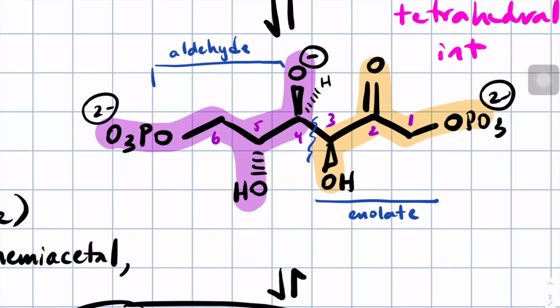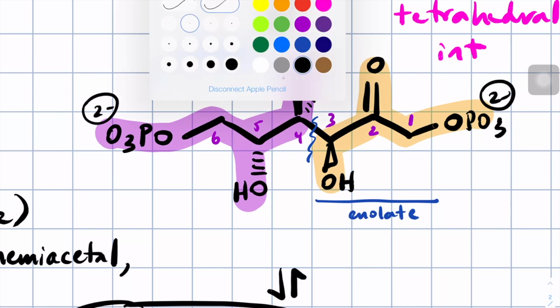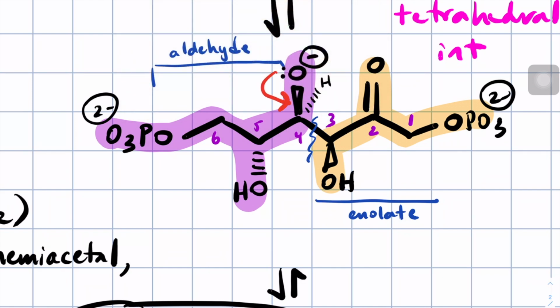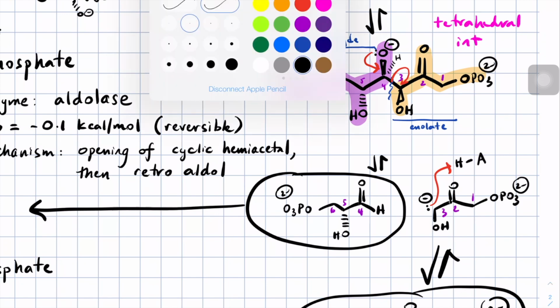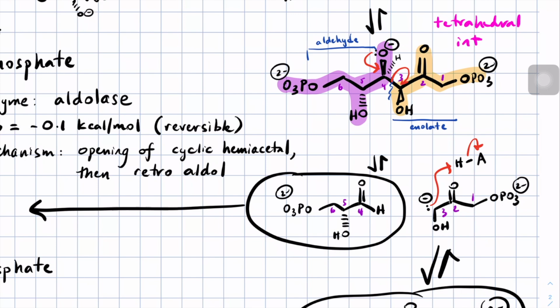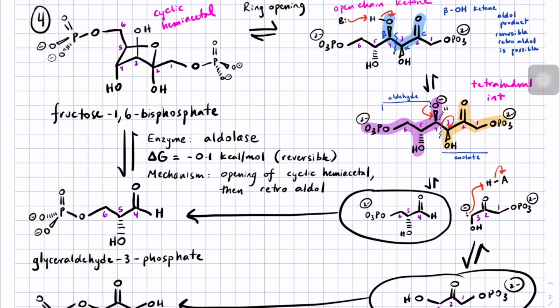And we do that as electrons on the negatively charged oxygen kick down and break this bond between 3 and 4 with the electrons going to carbon 3. That then forms an enolate, which can be protonated by some acid, perhaps from the enzyme, perhaps the conjugate acid of a base that we've used previously, and that gives us our two products, glyceraldehyde 3-phosphate and dihydroxyacetone phosphate. All right.